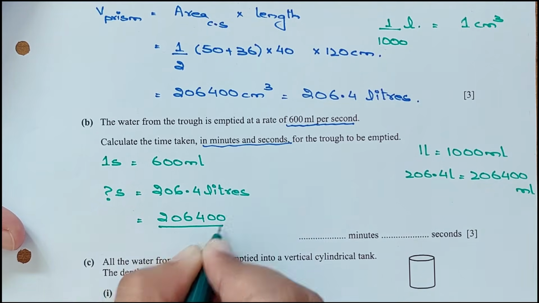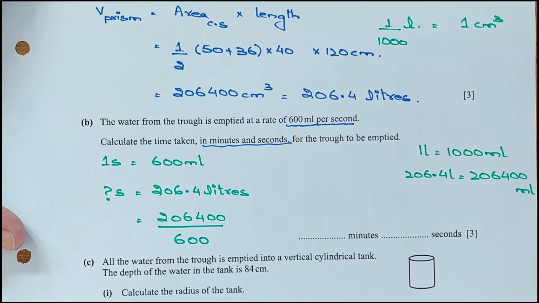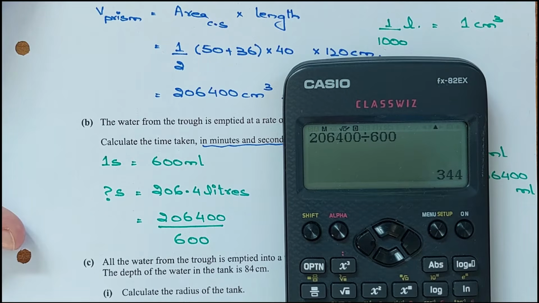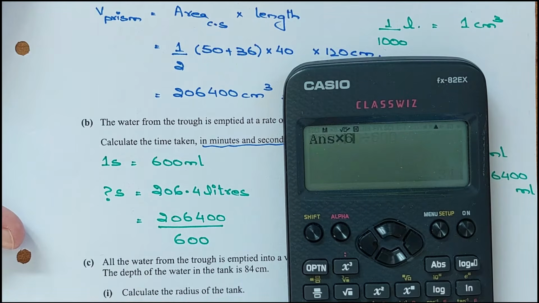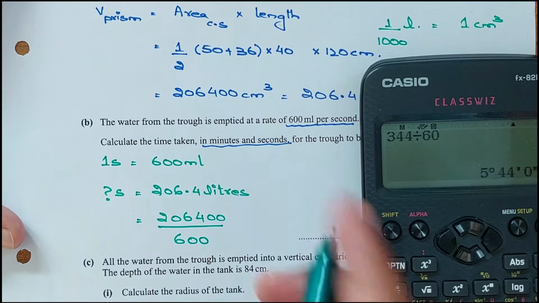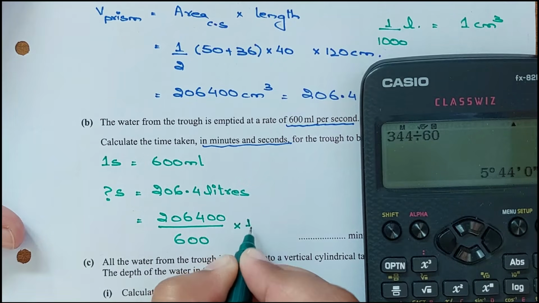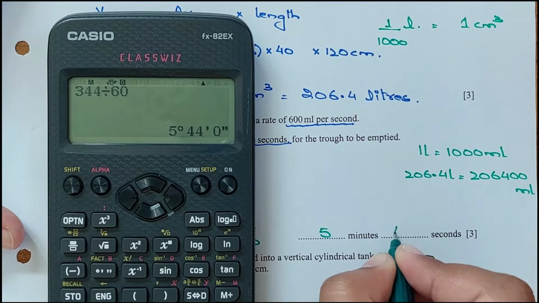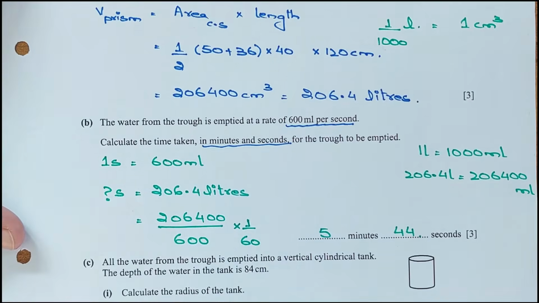So 206,400 divided by 600, and we have to convert the seconds into minutes, so divided by 60. 344 seconds divided by 60 is 5 minutes 44 seconds, right? 5 minutes and 44 seconds it will take to empty the trough.